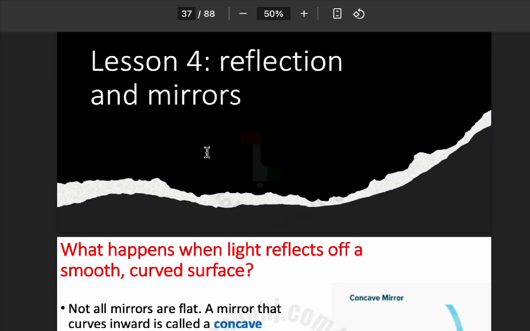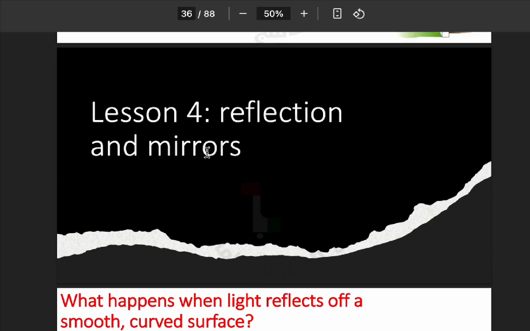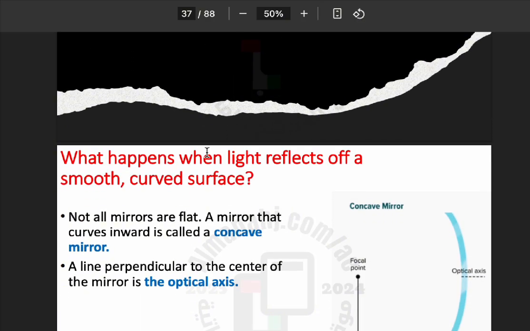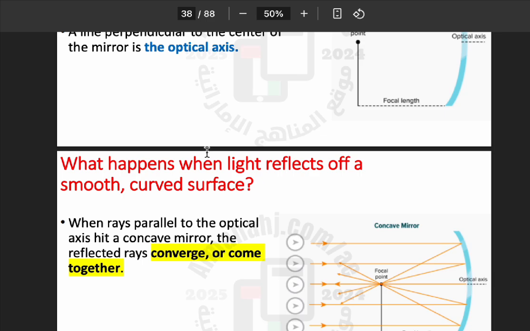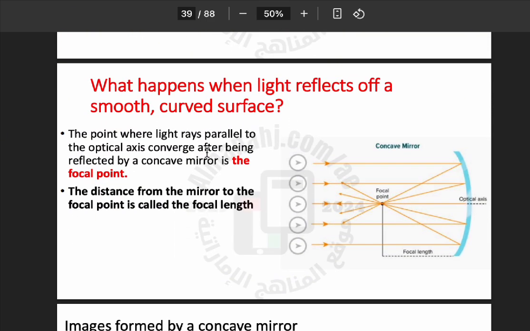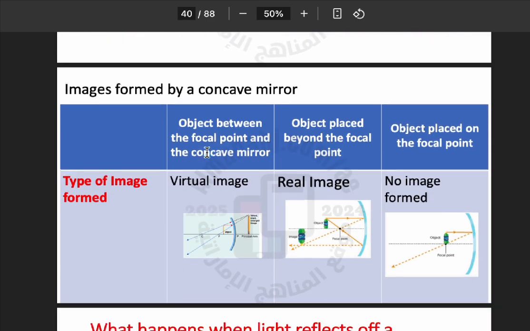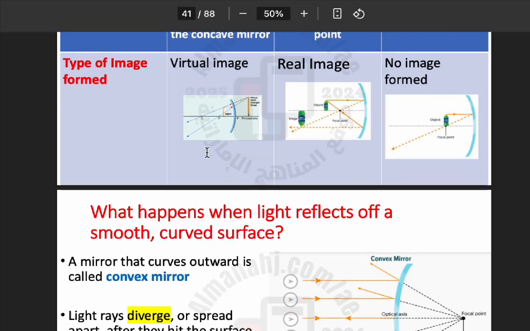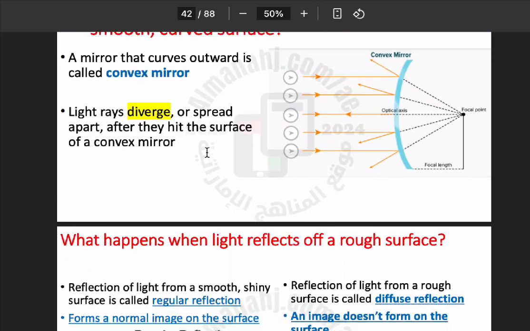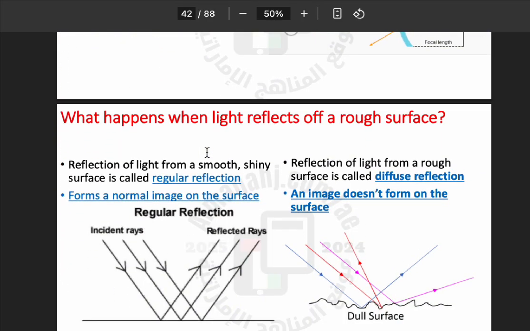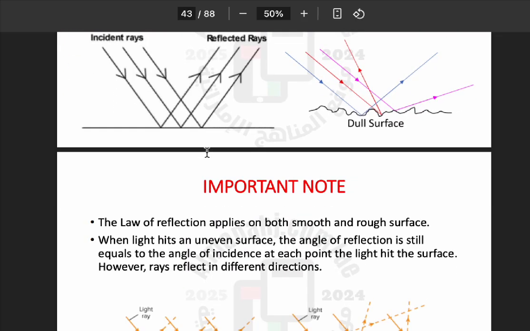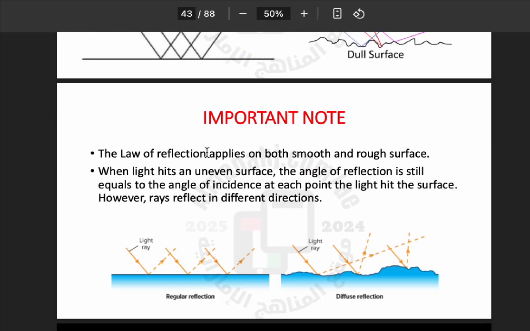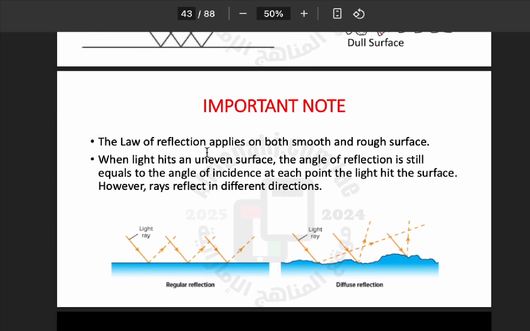Lesson 4. Reflection and mirrors. We explored how light reflects off flat, concave, and convex mirrors. Concave mirrors can produce real or virtual images, depending on the object's position, while convex mirrors always create virtual images. We also discussed regular and diffuse reflection.